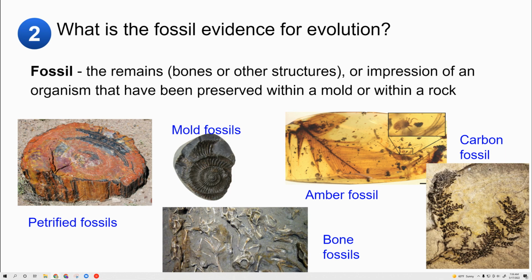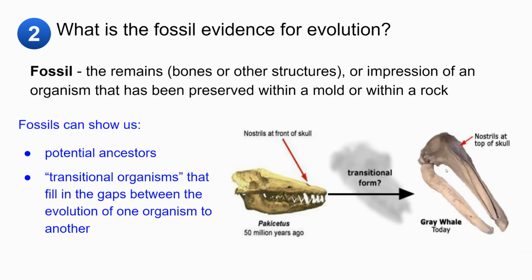On the screen, you can see that there are multiple different types of fossils. It's not always bones that we find, it could be an impression of a body structure, and in some cases, that impression is filled in by sediment and therefore becomes a cast of that structure. Other times, like in a lot of cases with ancient insects, their entire body might be encased in amber, which is solidified tree sap. Fossils can show us a lot of important things.